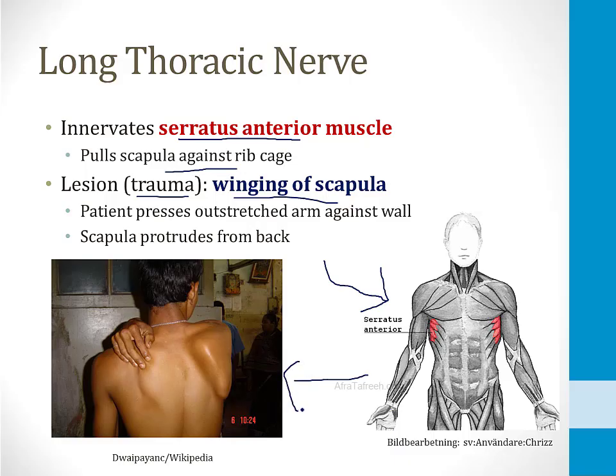The way you usually demonstrate this clinically is to ask the patient to press their outstretched arm against the wall. When they do this, that will lead to the scapula protruding from the back, and that's the way you can uncover winging of the scapula in a long thoracic nerve lesion.